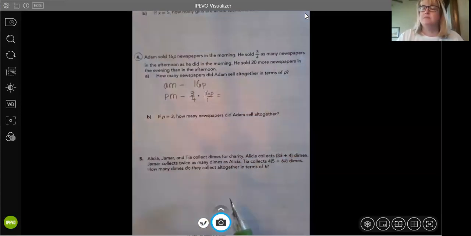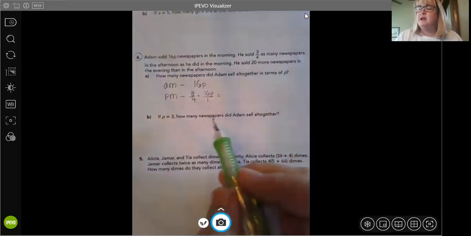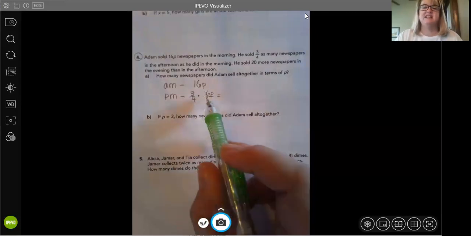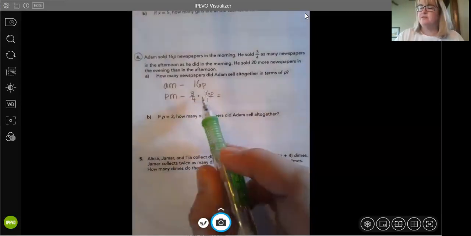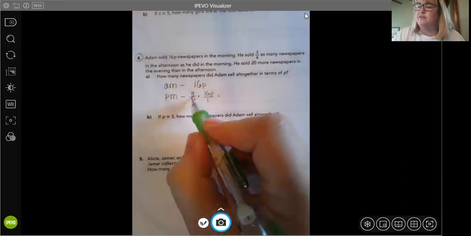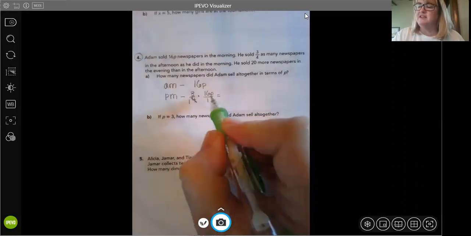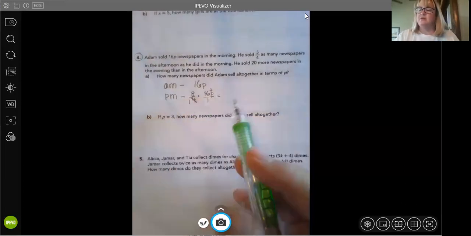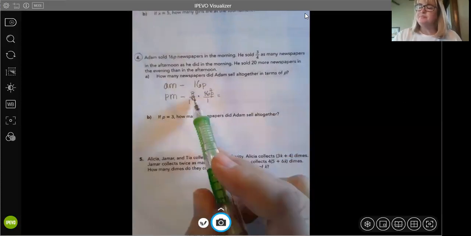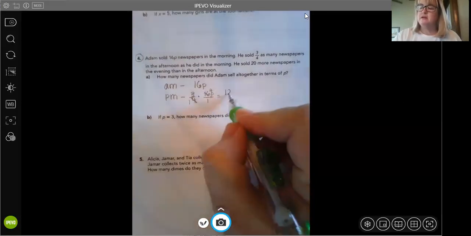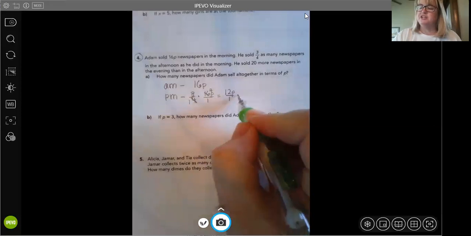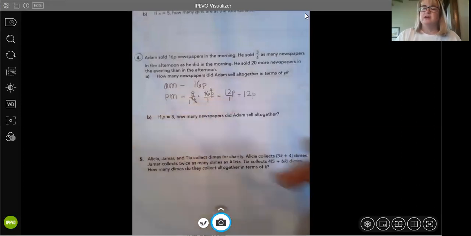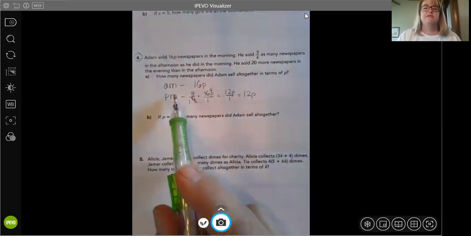Can you do any simplifying? Yes, 4 and 16 have a greatest common factor of 4. 4 goes into 4 one time, 4 goes into 16 4 times. So 3 times 4p would be 12p over 1, which is just 12p. All right, so we've got the morning, we've got the afternoon.